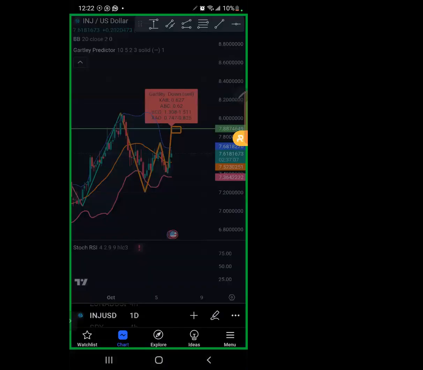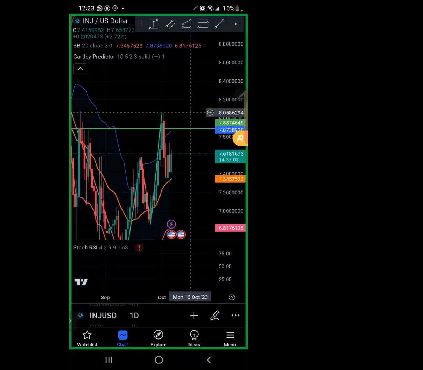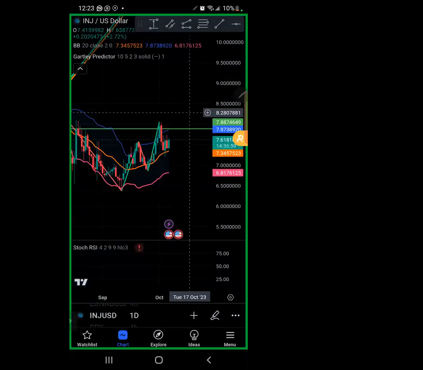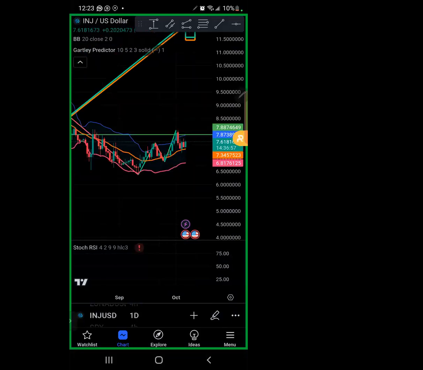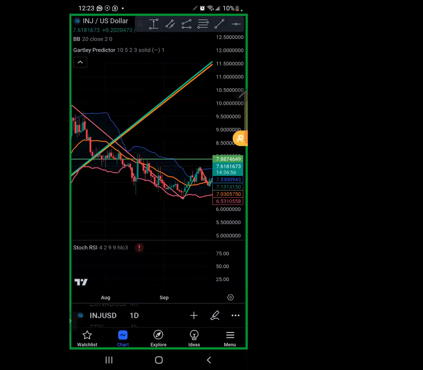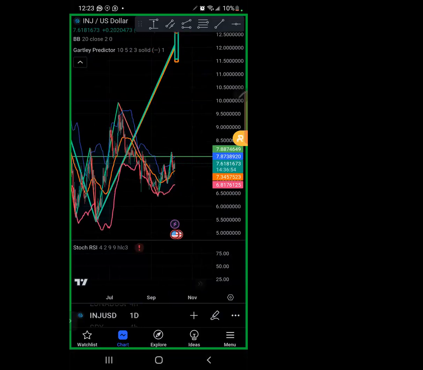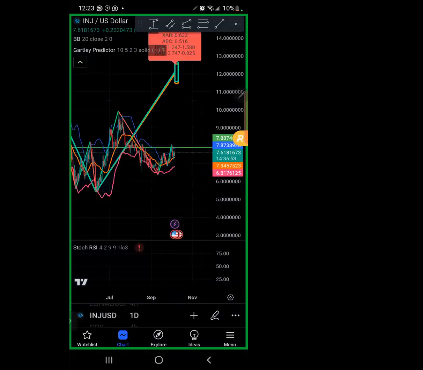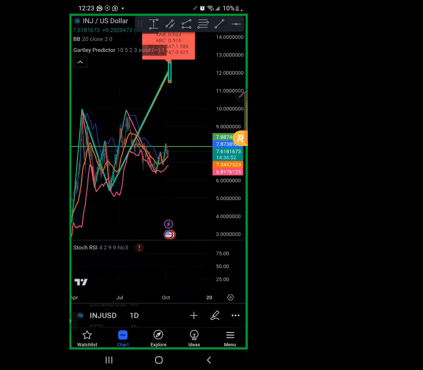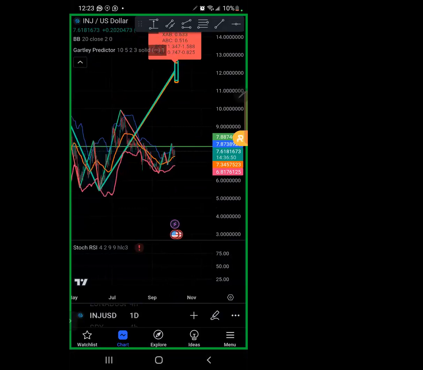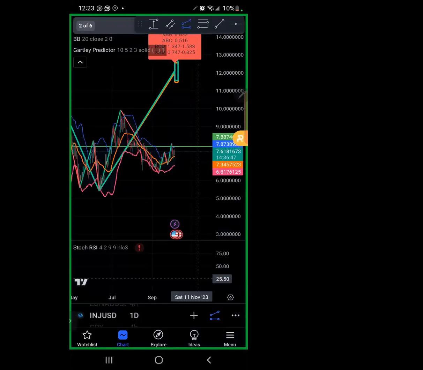Let me check 1 day. By the way, it is even about to hit it. But in 1 day, this trade is so nice. On 4 hours, it's about to hit the Gartley predictor of 4 hours. But in 1 day, it is showing. I need a horizontal line. In 1 day, the line is showing us. Let me change.